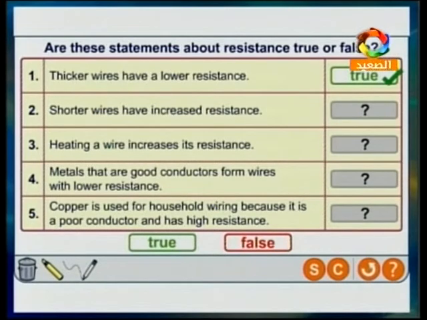Why? Because I told you before that a very thick wire has low resistance. Why? Because the cross section of this wire is very, very high. Number two: shorter wires have increased resistance. It's a short wire. Is it false or right? This is false, and we have the correction. This is right. Excellent. Why? Because the short wire has increasing resistance.